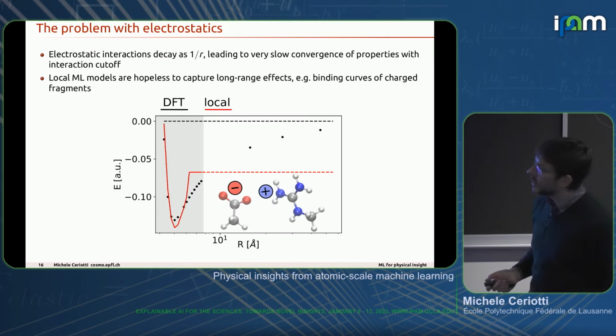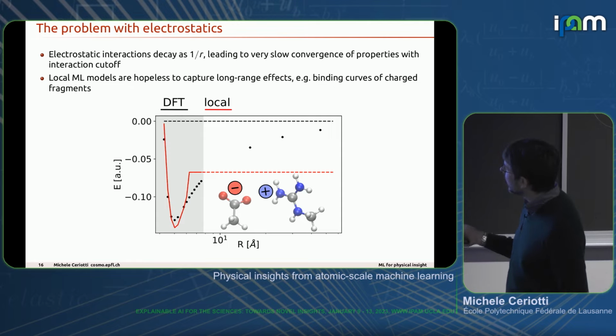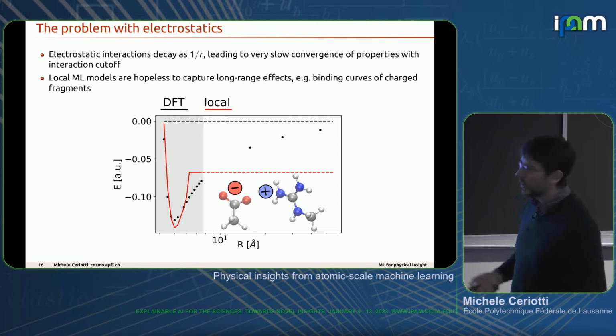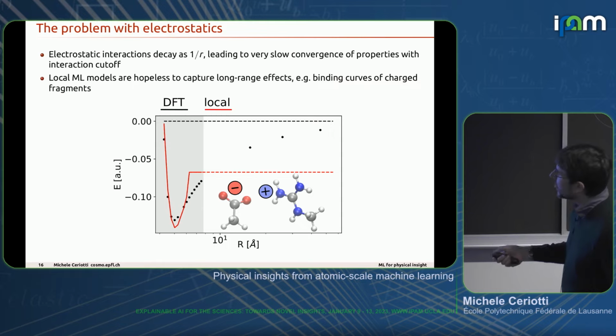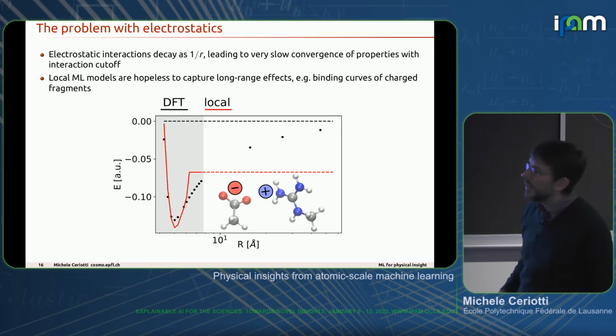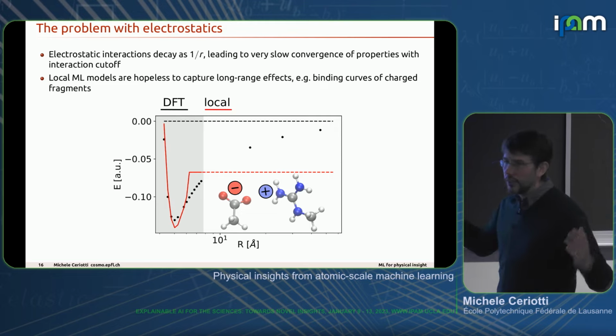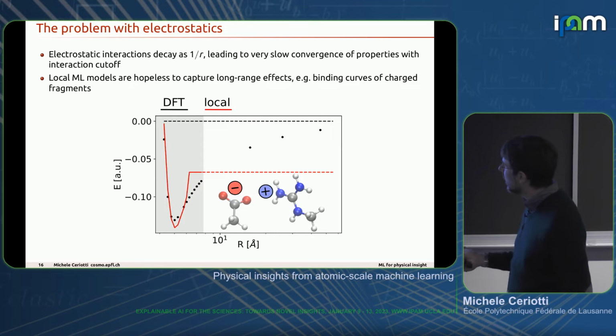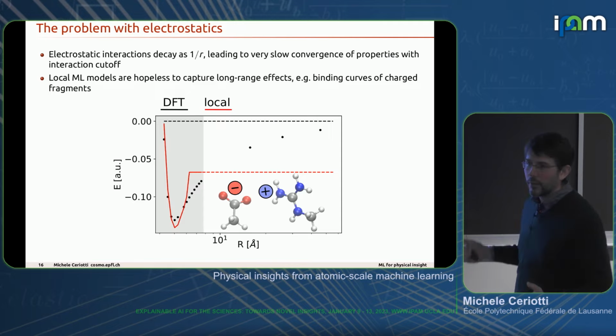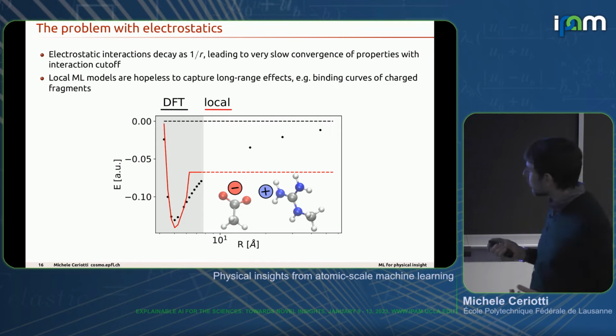Another way of looking at it is, you look at the cohesive energy curve of a charged molecular dimer, and it's basically not converged to 0 even at 50 or 100 angstrom. You will never be able to build a model with a cutoff of 100 angstrom. And of course, if your model is cutoff, when the molecules are further apart than the cutoff, you can't predict that the energy changes at all. The molecules don't see each other anymore.